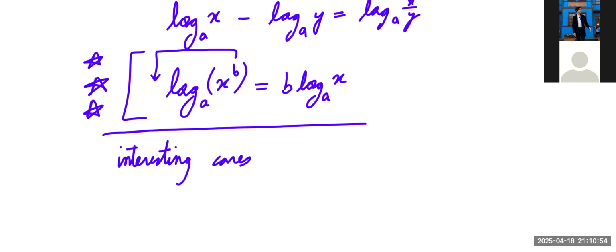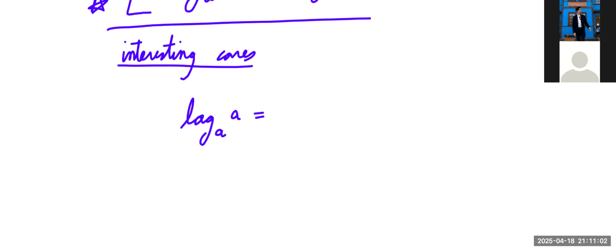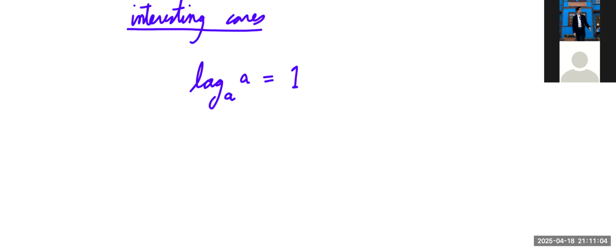The cases are, for instance, if you have log base a of itself, what do you think this should equal? 1? 1. One very important thing is that if you take a log of base b of a, and you raise b to the power of that, what should this be equal to is the question.